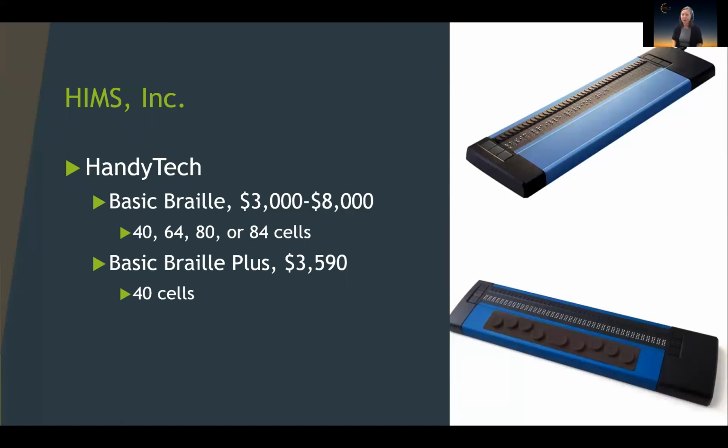Then there's the Basic Braille Plus, which is very similar to that picture above, except that it has the Braille keyboard. So it does a little bit more than the Basic Braille, but that's at $3,590. It only comes in 40 cells.